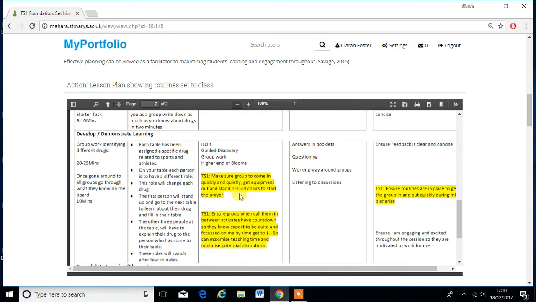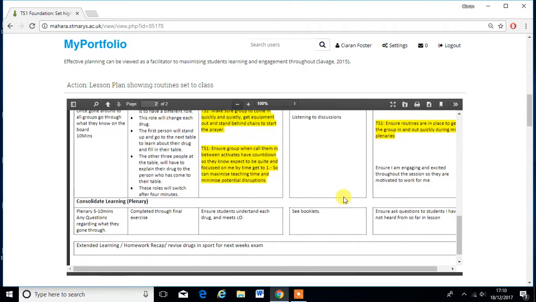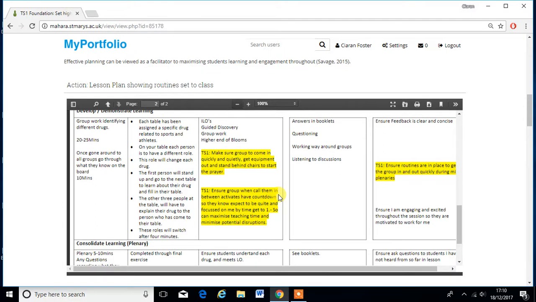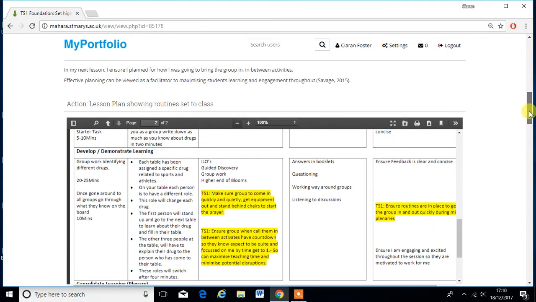Also, as soon as the children arrived, I set the high expectations by making sure they come in quickly and quietly and get their equipment out, and stand behind the chair ready for the prayer, which is the school requirement. So doing this would set my focus and minimise disruptions, and this is how I promote my positive action. So looking at how I've planned for it.